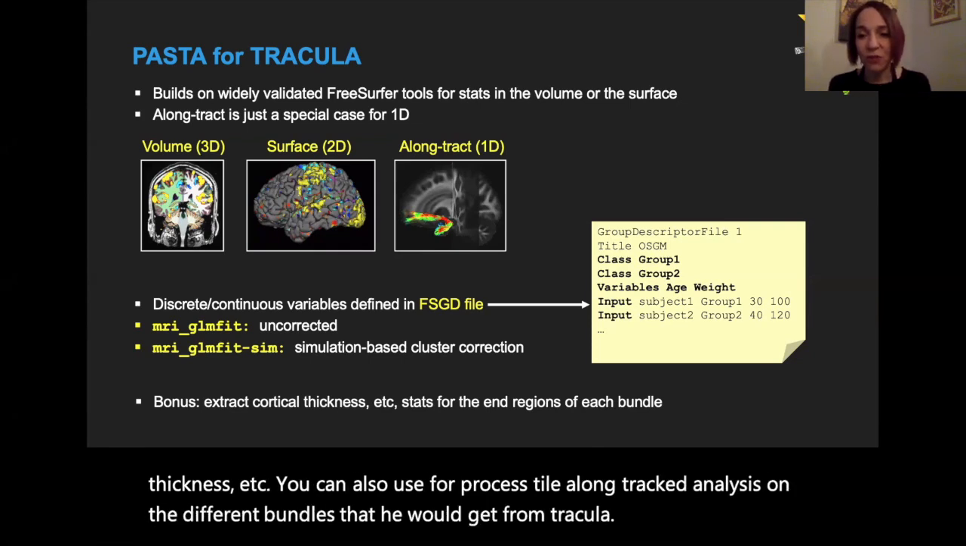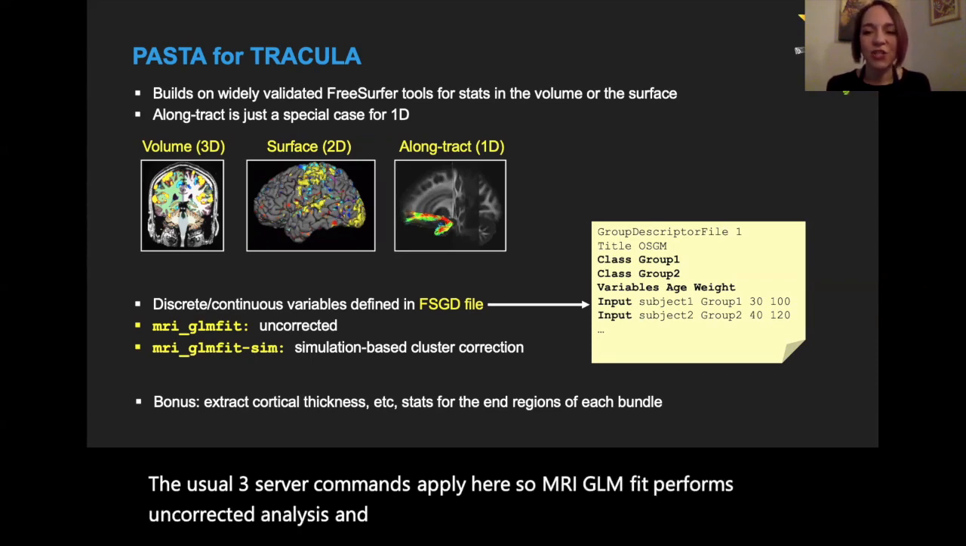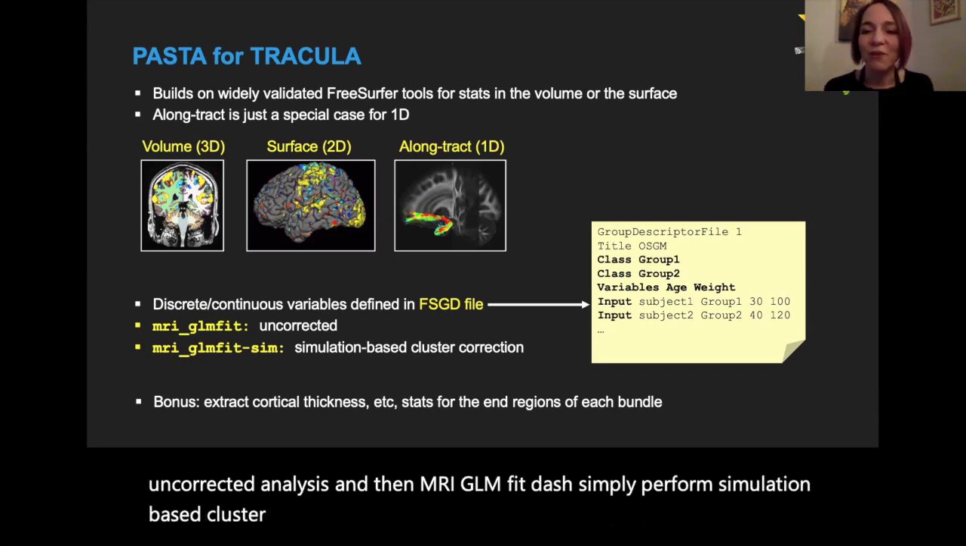The usual FreeSurfer commands apply here. So mri_glmfit performs uncorrected analyses, and then mri_glmfit-sim performs simulation-based cluster-wise correction for multiple comparisons.